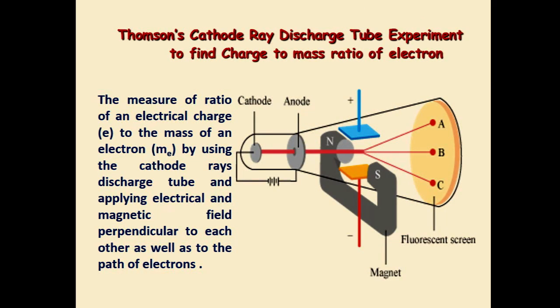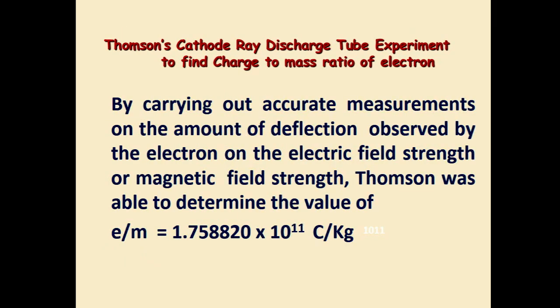Thomson's cathode ray discharge tube experiment to find the charge to mass ratio of the electron. The ratio of electrical charge to the mass of an electron was measured by using the cathode ray discharge tube and applying electrical and magnetic fields perpendicular to each other as well as to the path of electrons. This is the setup for finding the charge to mass ratio of the electron: Thomson's cathode ray discharge tube.